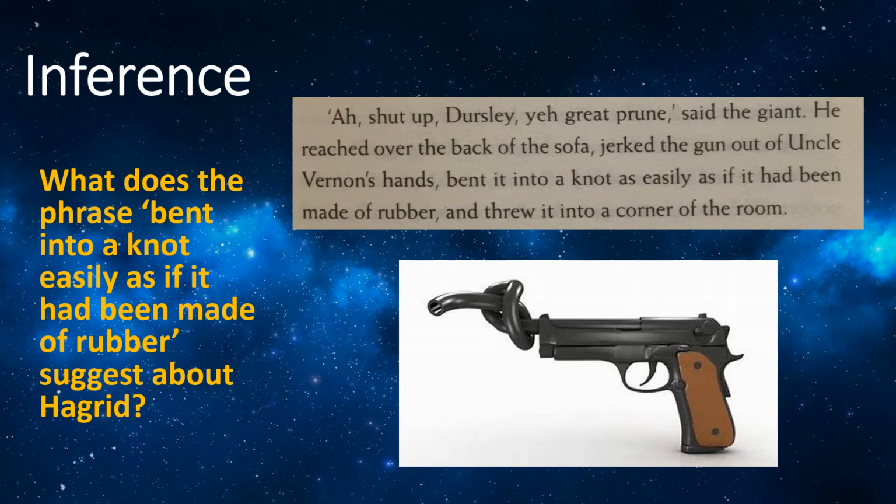So what does the phrase "bent into a knot easily as if it had been made of rubber" suggest about Hagrid? It suggests he's very strong because rubber is very easy to tie into a knot, but metal, which a gun is made of, is not.